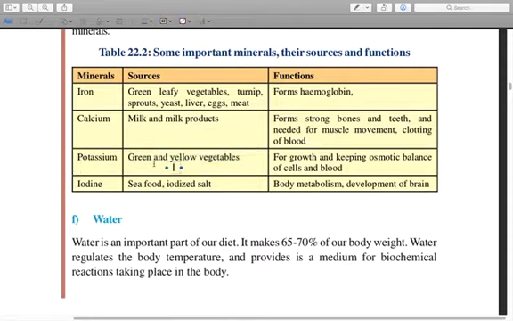And you have potassium. So green and yellow vegetables are the sources of potassium. Functions, it helps for growth, and keeping osmotic balance of cells and blood. I will explain this sentence, keeping osmotic balance of cells and blood. So in our body we have cells, right? And also we have blood cells, everything. So for example, you take some salt water and the normal water, and you separate them with a membrane, like a permeable membrane, where water passes through it. So when you keep one side water and one side salt water, what will happen? The salt water concentration will be high and water concentration will be low.